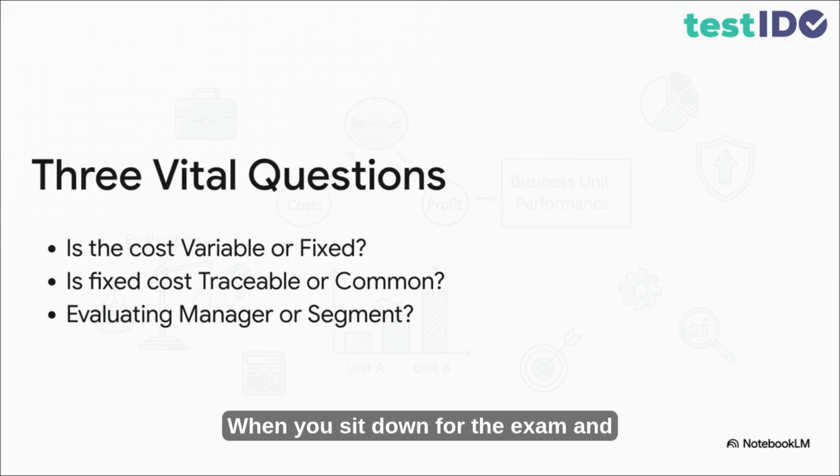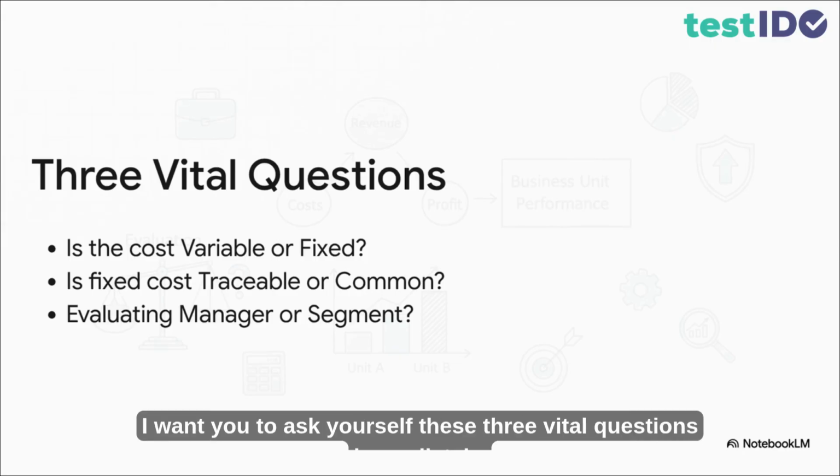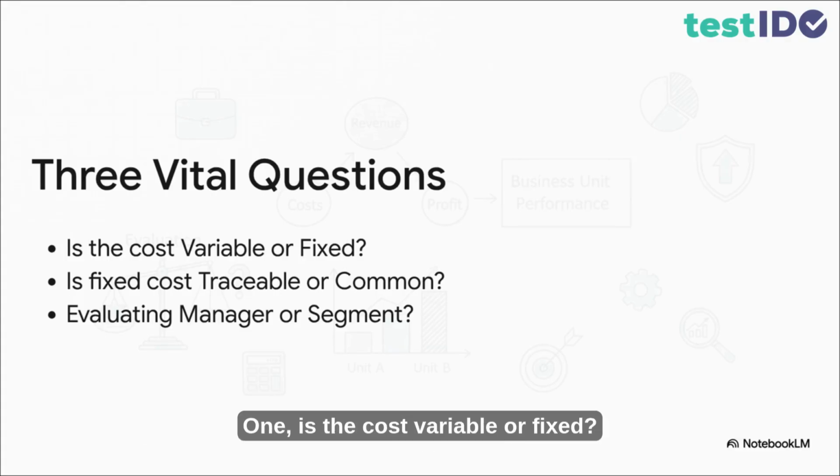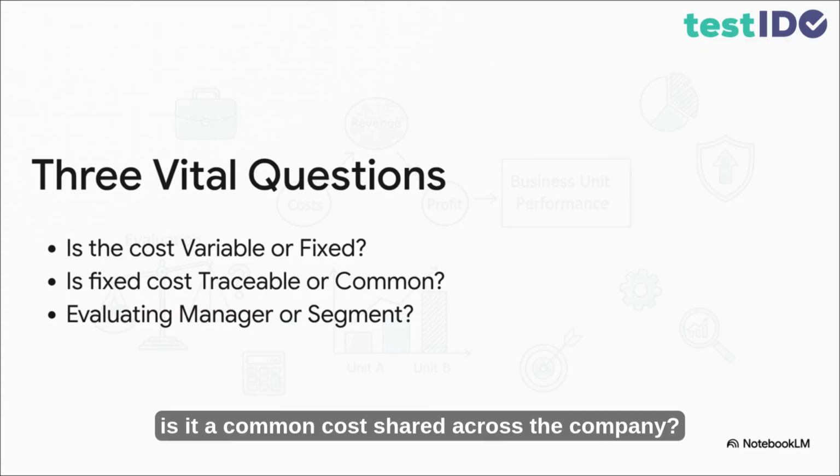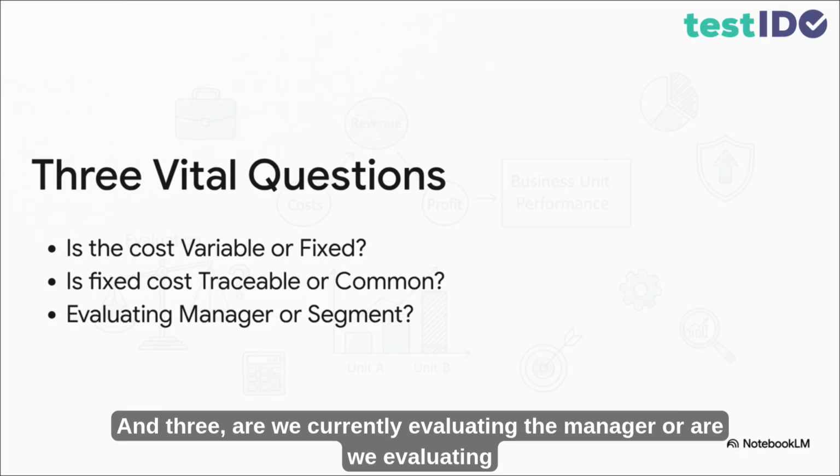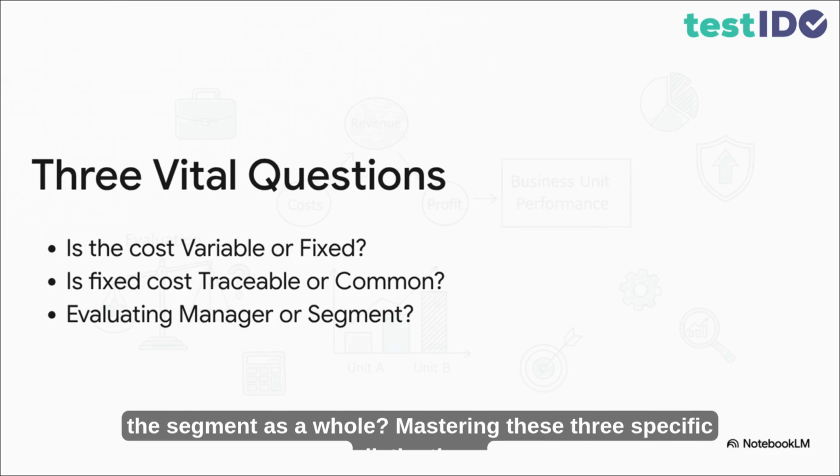When you sit down for the exam and you see a business unit question pop up, I want you to ask yourself these 3 vital questions immediately. 1. Is the cost variable or fixed? 2. If it is a fixed cost, is it traceable to the unit or is it a common cost shared across the company? And 3. Are we currently evaluating the manager or are we evaluating the segment as a whole? Mastering these 3 specific distinctions will help you absolutely fly through this section of the syllabus.